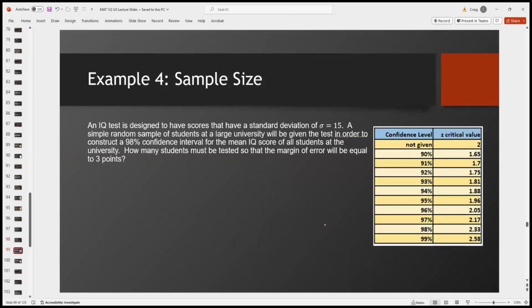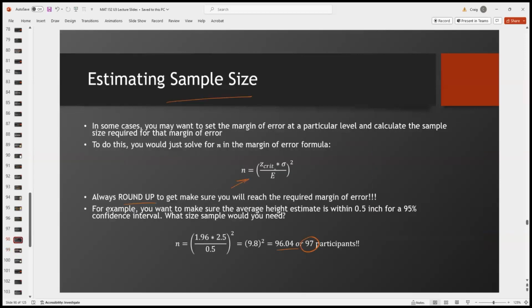And so let's look at some examples of this before we move on to what happens when we don't know the population standard deviation. An IQ test is designed to have scores with a standard deviation of 15. A simple random sample of students is given the test in order to construct a 98% confidence interval for the mean IQ score. How many students do we have to test so that the margin of error will be equal to 3 points?